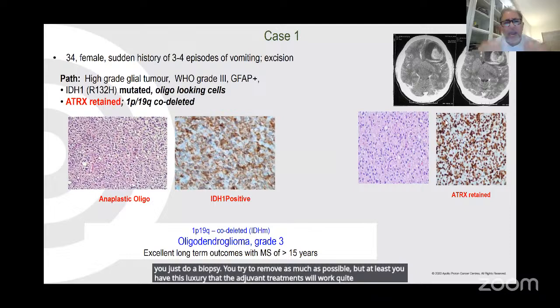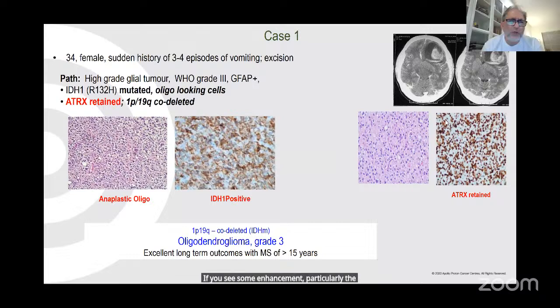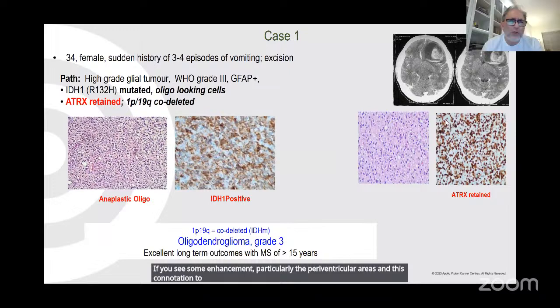And also, interestingly, in the post-treatment sequelae, if you see some enhancement, particularly in the periventricular areas, and if it is an oligodendroglioma confirmed with the molecular pathology, please be careful that it may not be a recurrence, it is likely to be a treatment change because of their excellent outcome.